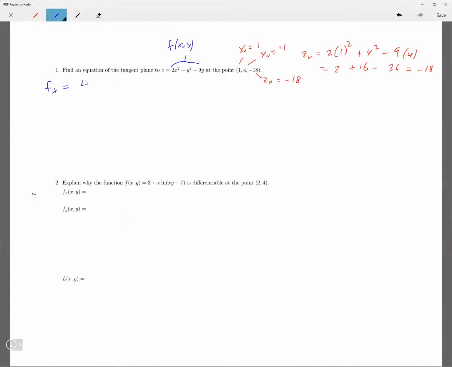4x squared, 4x. 4x, good. And if you take 1 and plug in, make x equal to 1 and y equal to 4, that's going to give you 4. And what's fy? It's going to be 2y. And fy of 1, 4.